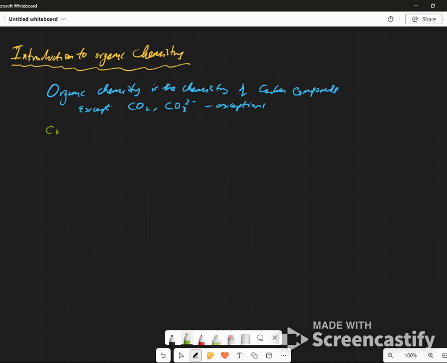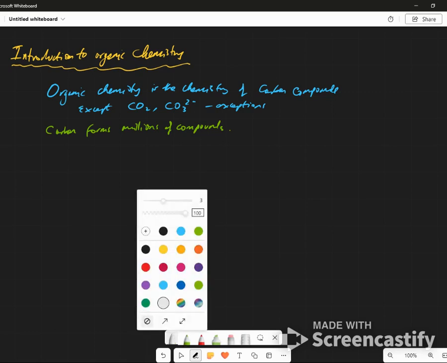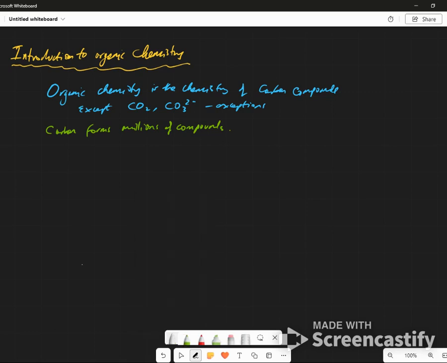So why do we look at organic separately? Well, carbon forms literally millions of compounds. So we have a separate part of chemistry for organic chemistry. It's nothing to be scared about. It's just life, I guess. There's lots of things.